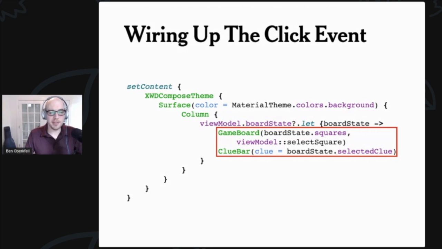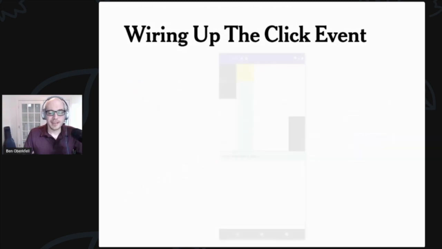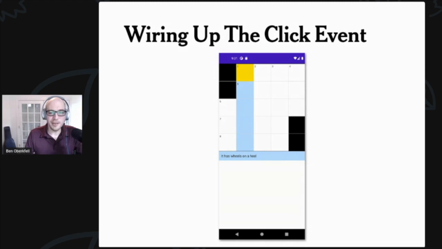What ends up happening is that when you click on a thing in the game board, it's going to propagate that state back up to the view model. The view model will have its select square invoked. It will update the state, which will then be pushed back to the game board and the clue bar. So let's take a look here on the video. We got our clue bar at the bottom. We got the game board. Now I can click around. We get that cool material ink blot for free from asking for it to be clickable, and you can navigate the board.